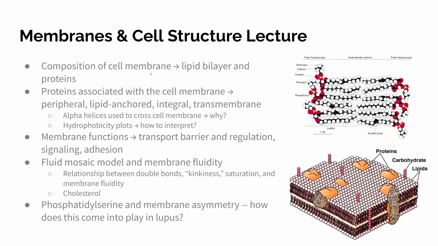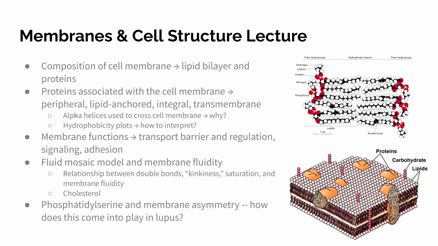Okay, so now in the main lecture, some of the important things, the composition of the cell membrane. So right, we have the fluid mosaic model, that lipid bilayer, and also the proteins that run through it. So the proteins associated with the cell membrane, the peripheral, the lipid anchored, and the integral and transmembrane. Right, so those are the four important ones.